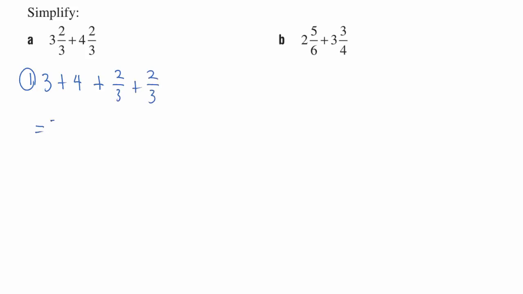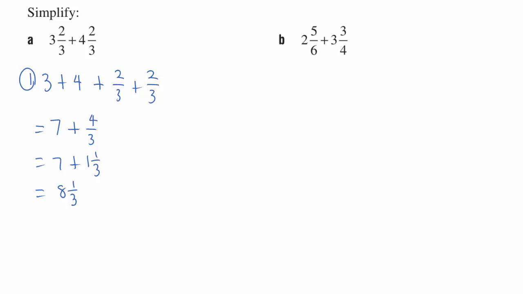That's going to be equal to 7 plus 4 over 3. Now 4 over 3 is an improper fraction, so we can rewrite that as 1 1/3. And then to finish off, 7 plus 1 1/3 is equal to 8 1/3.